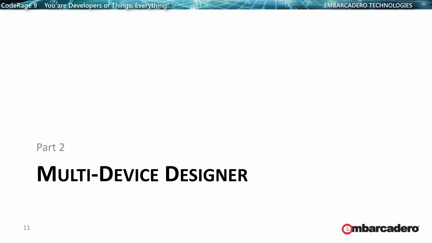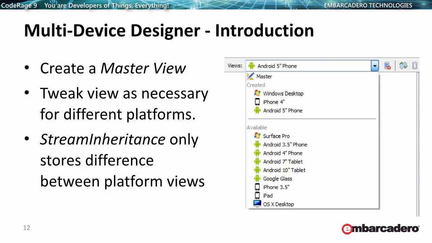All right, so now let's take a look at the MultiDevice Designer. The idea behind the MultiDevice Designer is you first create a master view, and the master view contains all your controls and lays out like you would normally lay things out. So you're going to use all your alignments and your anchors and your margins and your padding, etc., just like you did before on your master view.